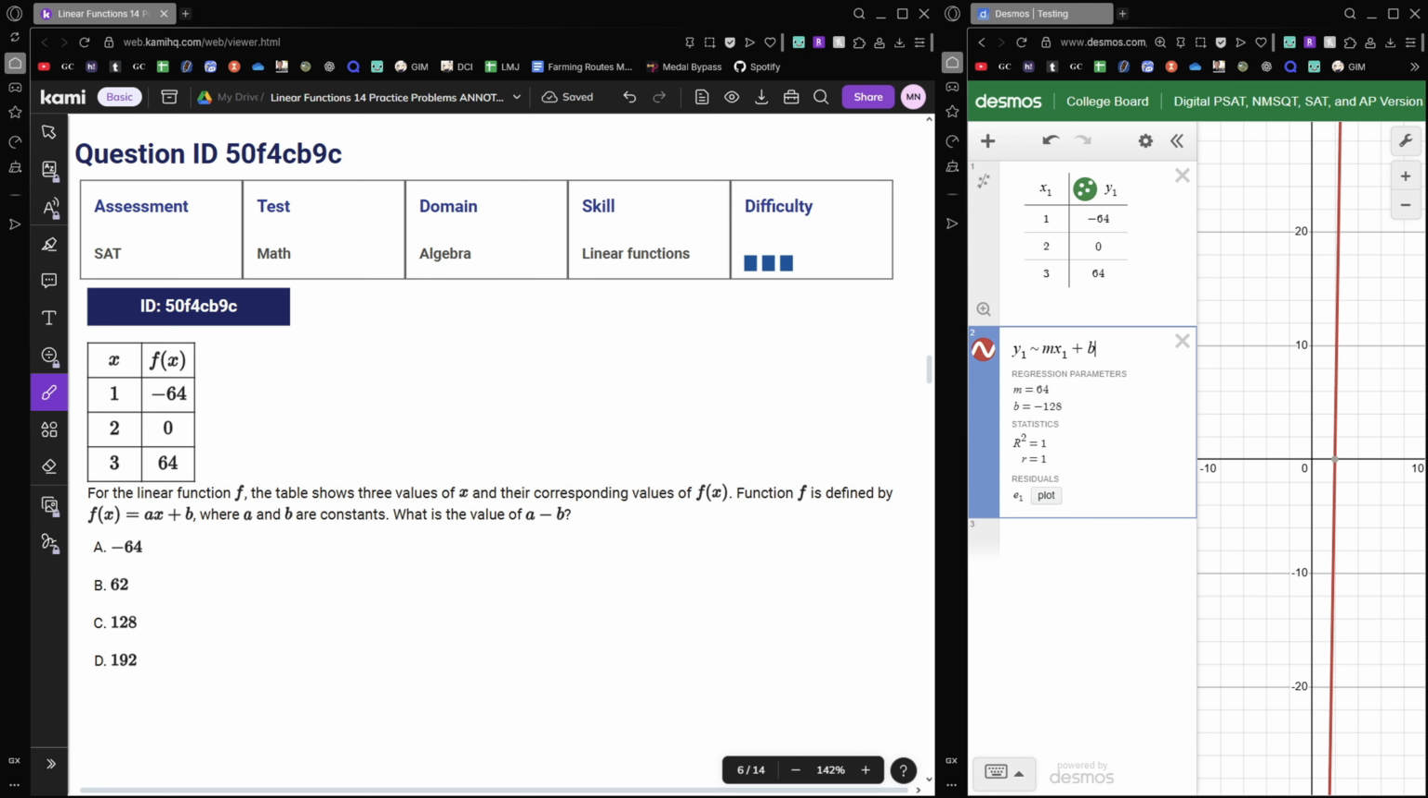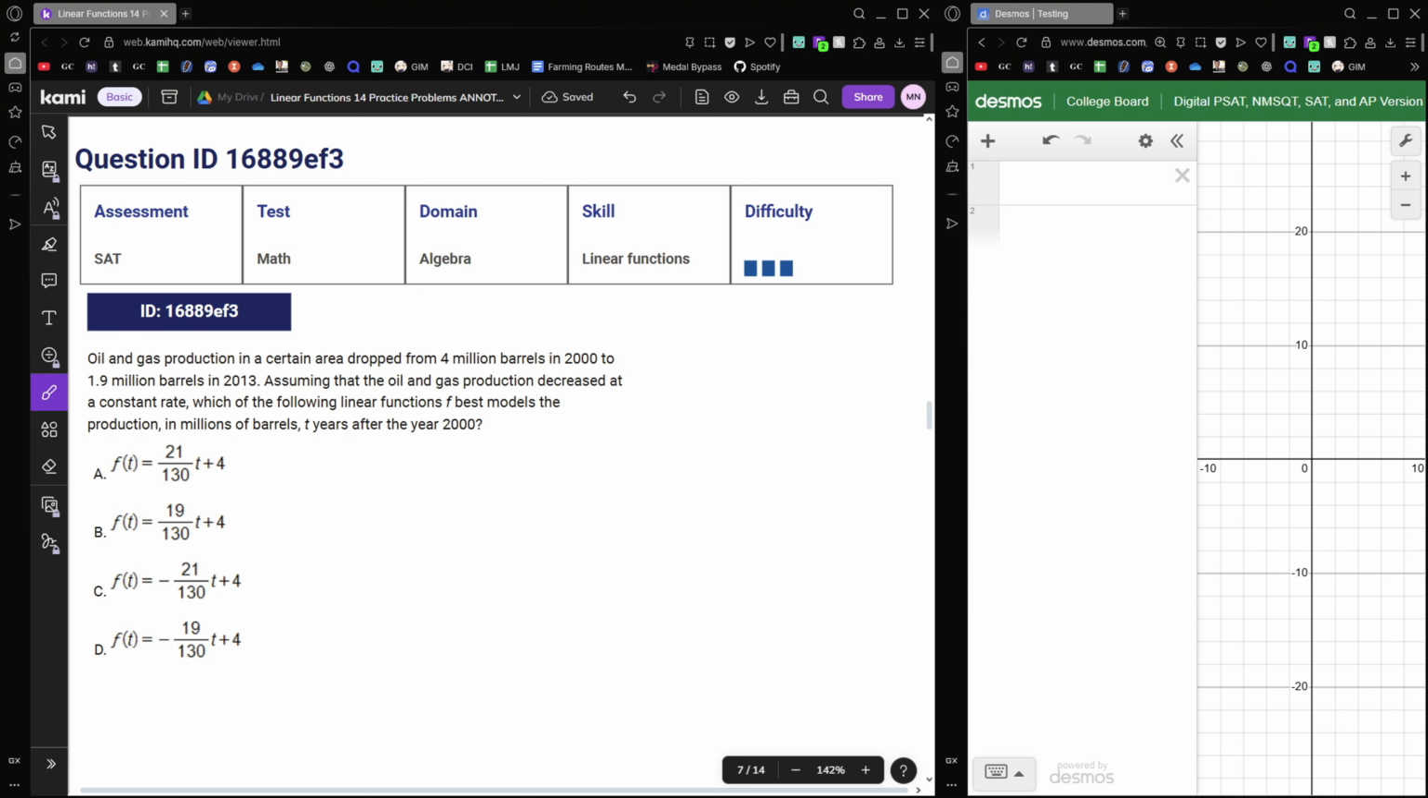Now we get that the value of a, or m, would be 64, and the value of b would be -128. So let's just go ahead and do a minus b, 64 minus -128, and we get that the answer will be 192, which is D.